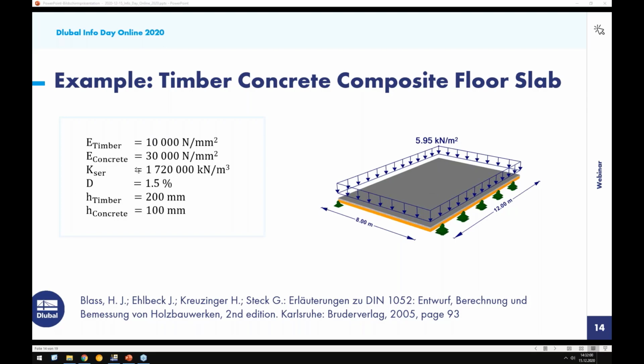So we get here in this example a spring constant of 1,720 meganewton per cubic meter. And the example comes from this source here on the bottom. It's from Erläuterung zu DIN 1052, the guideline for the old German timber code. On page 93, you can follow this example. They did this example by hand calculation with analytical equations, and we compare the results now with the FEA analysis. Okay, so we have a slab 8 meter by 12 meter, and the mass is 595 kilogram per square meter.